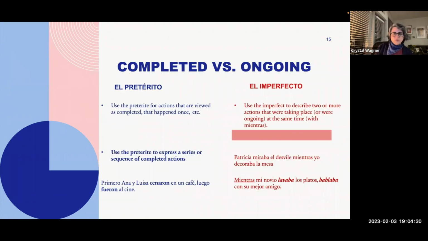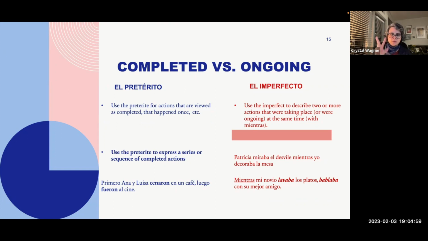So continuing with completed or ongoing. We have been very repetitive about the fact that with the preterite, it's completed, right? Happened once. You also use it for a series of events or a sequence of completed actions. We have this story here with Ana y Luisa. So, primero, first, Ana y Luisa cenaron. First, they had dinner en un café. Luego, after, fueron al cine.